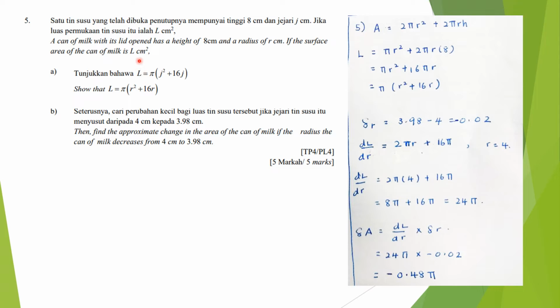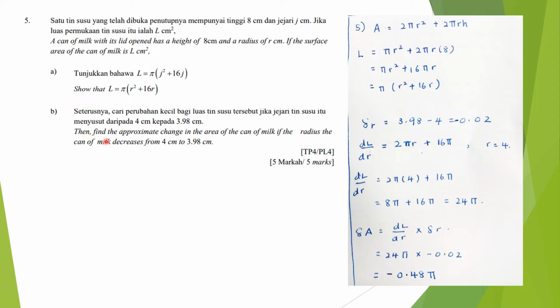So the area is given as L, so we substitute with L equals to, okay, now the lid is already open, so you only have one circle at the bottom. So you have pi r square, only one circle. So plus with 2 pi r 8. 2 pi r h, h is given 8. So we just factorize. That means we take out pi. So we'll get L equal to pi r square plus 16 r. So we already show for part A.